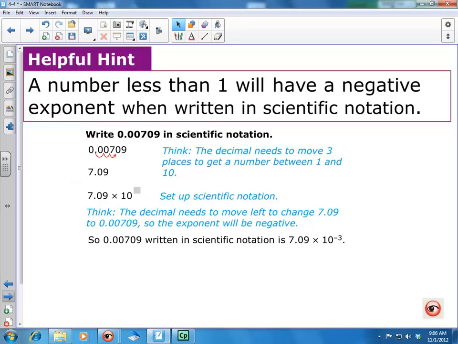So what we have to do is, whenever we're writing a number in scientific notation, we need to think that there can only be one number in front of the decimal.